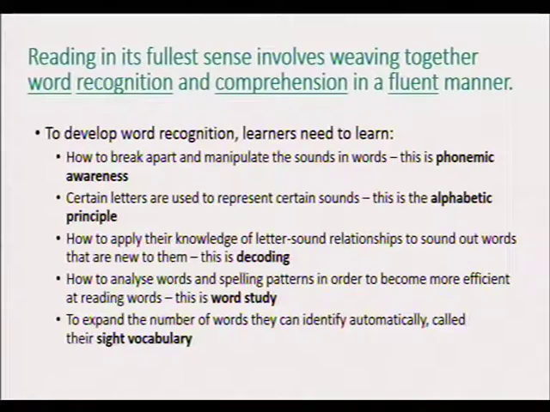Then they also need to be able to decode. They also need to be able to do their word study. And then they also need to know sight vocabulary. So these are those short sight words such as the, in, it, is, all of those short sight words that they learn from grade 1.